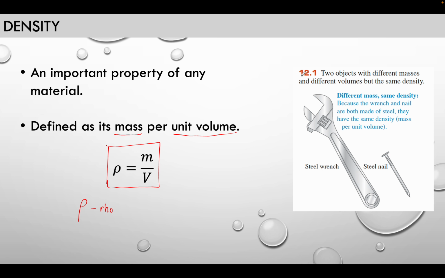So we have here in figure 12.1 two objects with different masses and different volumes but the same density. Because the steel wrench and the steel nail are both made of steel, they have the same density, even if they have different masses. As you can see, the steel wrench has a greater mass than the nail, but since they are both made of steel, they have the same density or mass per unit volume. So again, the formula for density is rho is equal to mass divided by the volume.